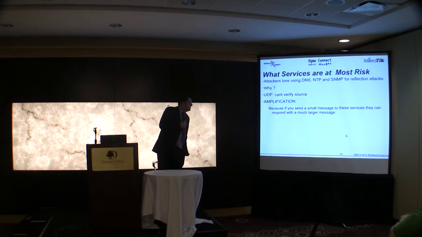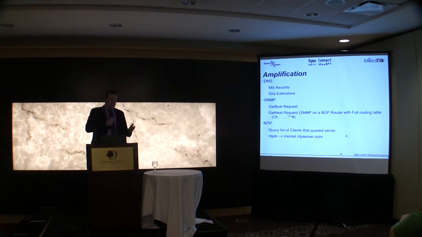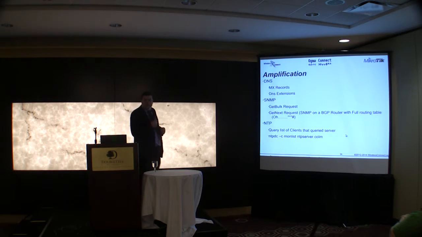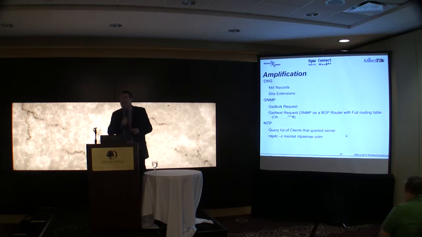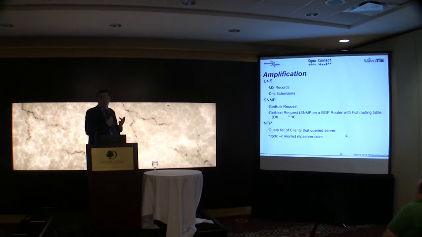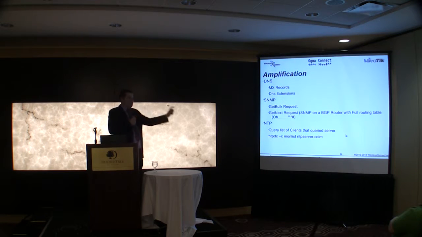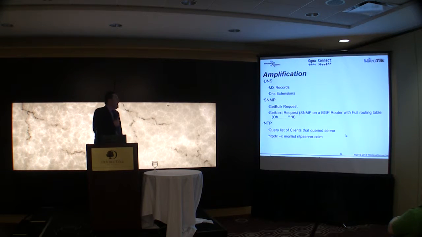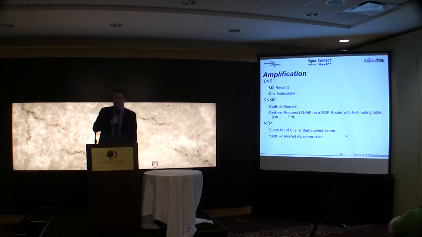So DNS, if you send a small message to these servers, they can respond with a much larger one, and that's the problem. MX records will be one, DNS extensions as well, there's a number of them. A get bulk request or query of the route table on a BGP router with a full table will be quite a large response for a very small request. Then again, what is a full routed BGP router listening on SNMP public for in the first place? So, geez, I hope I haven't done that.